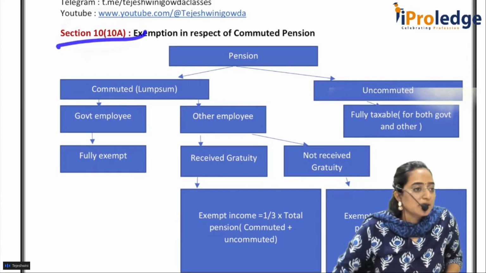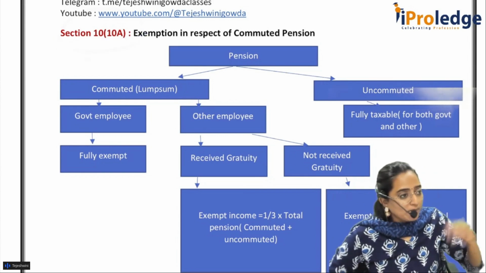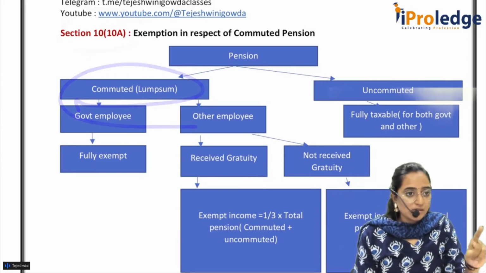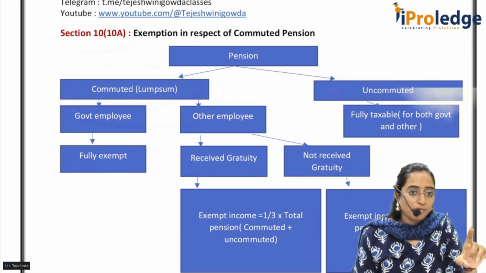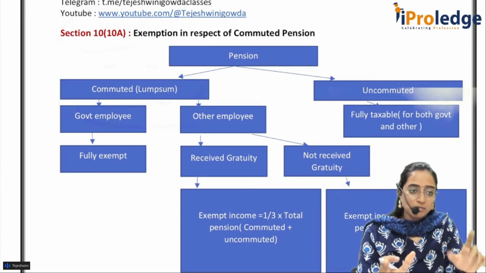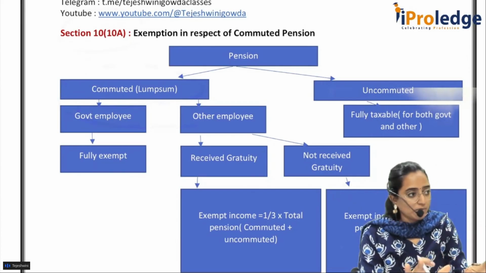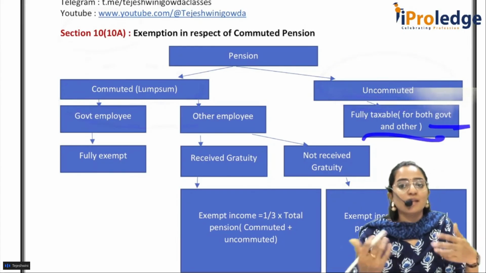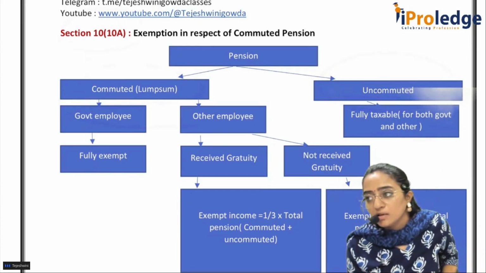This is section 10. Government employee, commuted pension is what I am speaking about. I am stressing this term because I will come back to it later. Commuted pension, lump sum, received by a government employee is fully exempted. Uncommuted pension received by anyone, government or other employees, is going to be fully taxable.